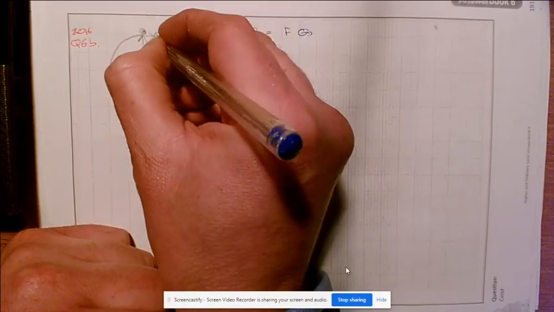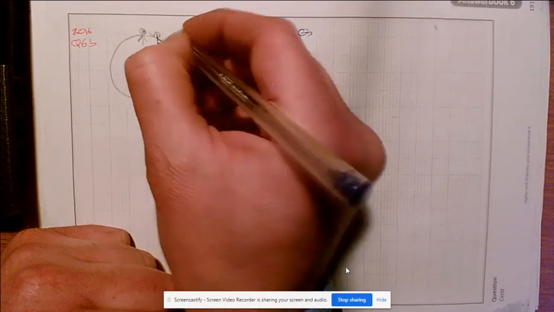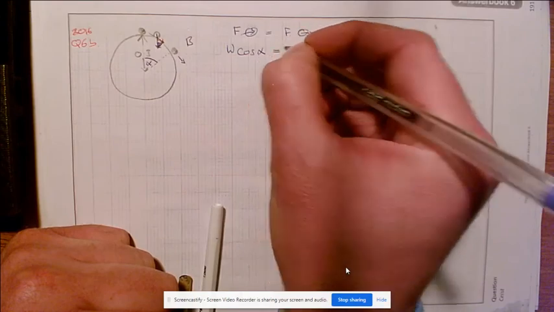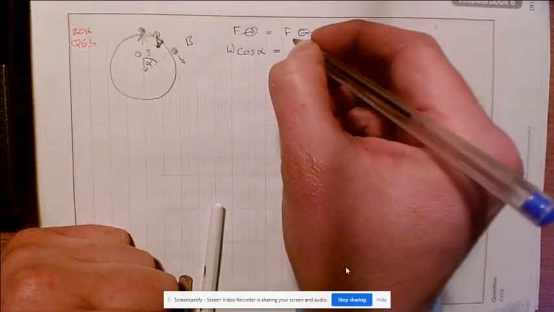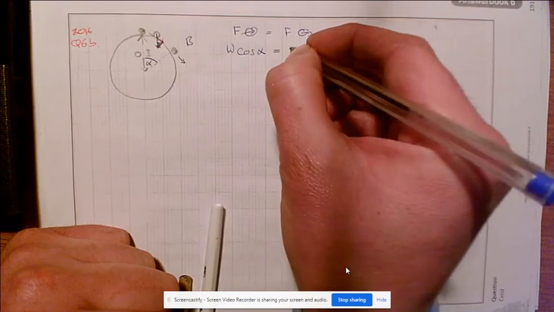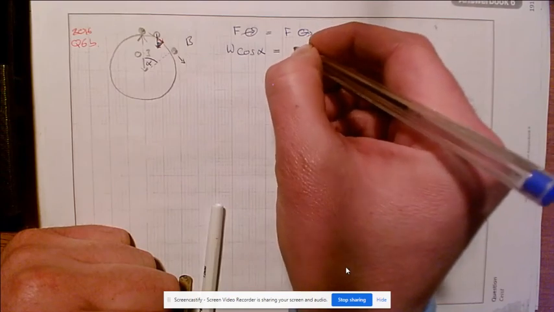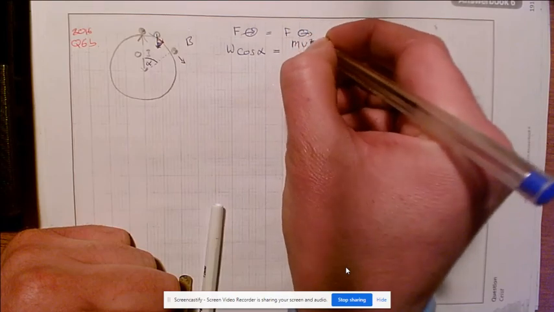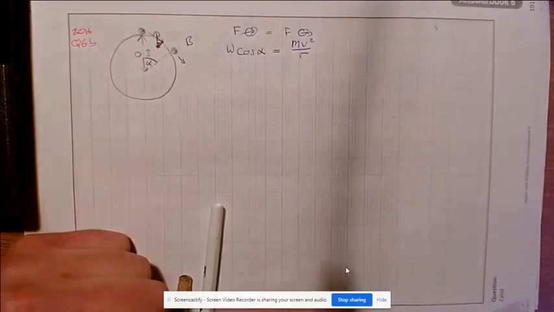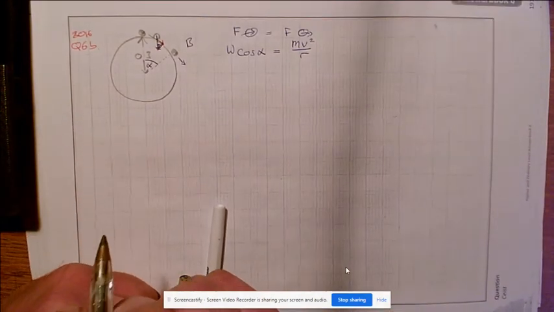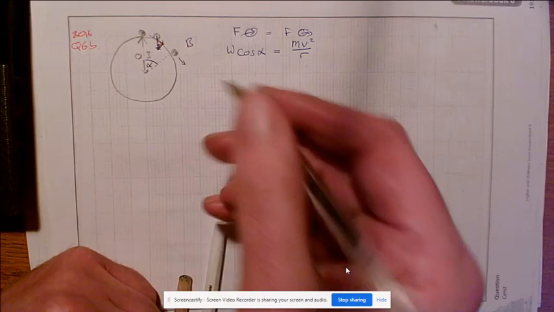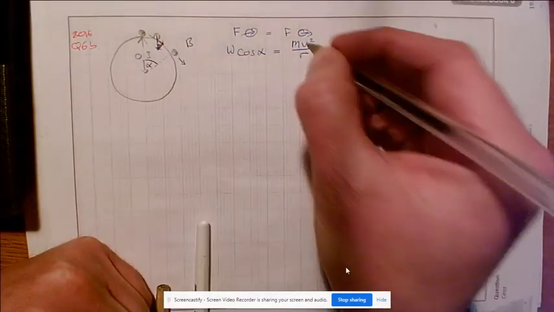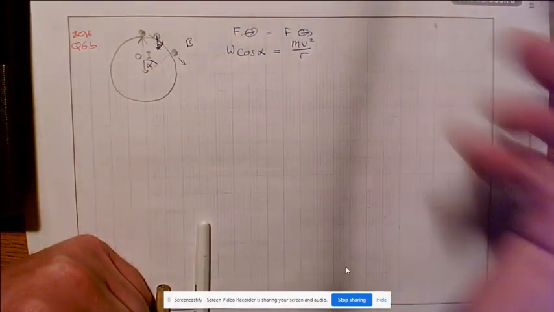Now that's alpha there, so this is weight cos alpha, and that's equal to, at all points, the force that is going out. The first force that's going out is the centripetal force, and that's mv squared over r. It can also be written with omega squared, but in this case we're looking for a velocity, so we should probably use the v.